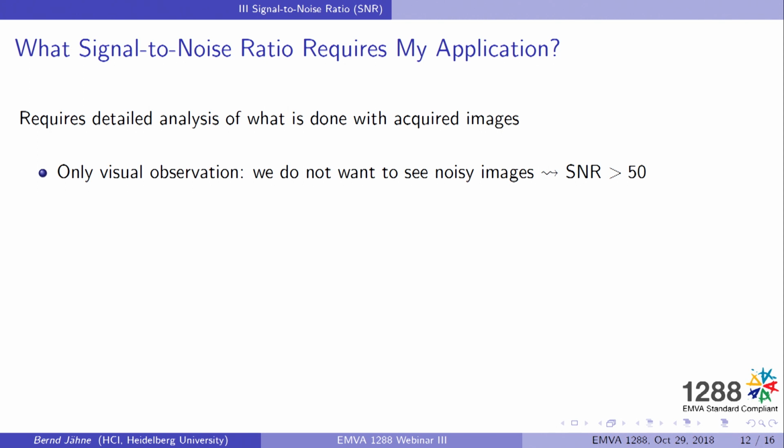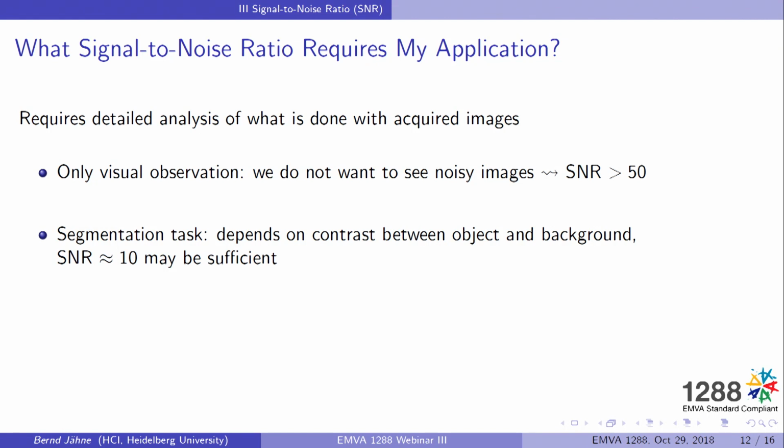I start with the most simple application, which is simply visual observation. So you do not do any image processing, you just look as a human being onto the image, and then of course what you don't want to see is a noisy image. And then the requirement is quite clear. If the signal to noise ratio is larger than 50, that means less than 2% variation of the pixels, then you won't see any noise with the human eye. So this is a clear prescription for just visual observation.